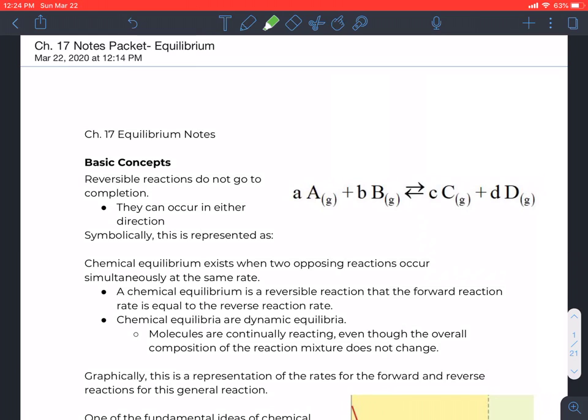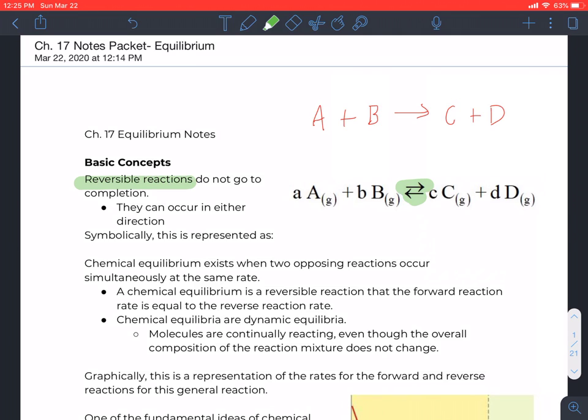So equilibrium. Basic concepts. Reversible reactions do not go to completion. Originally, until now, you typically have seen A plus B with a single arrow going to C plus D. In this type of reaction, it's assuming that all of A and B fully react stoichiometrically and produce products, and then the reaction stops there. For reversible reactions, you notice them by the double arrow. They can occur in either direction, meaning our reactants form products, and then while those products are forming, they interact with each other and turn back around and form more reactants.